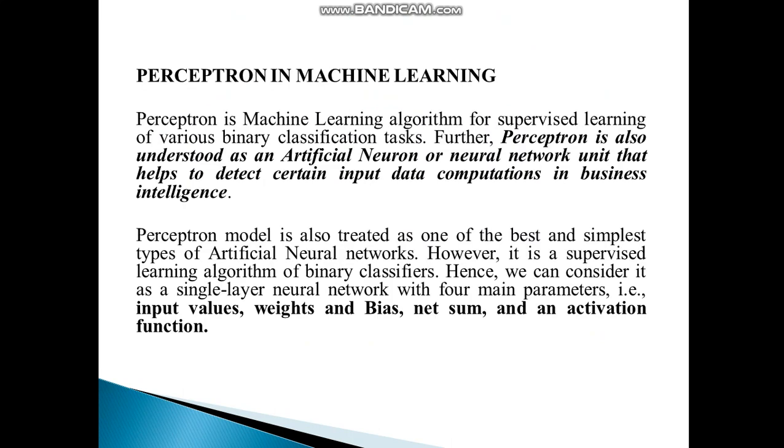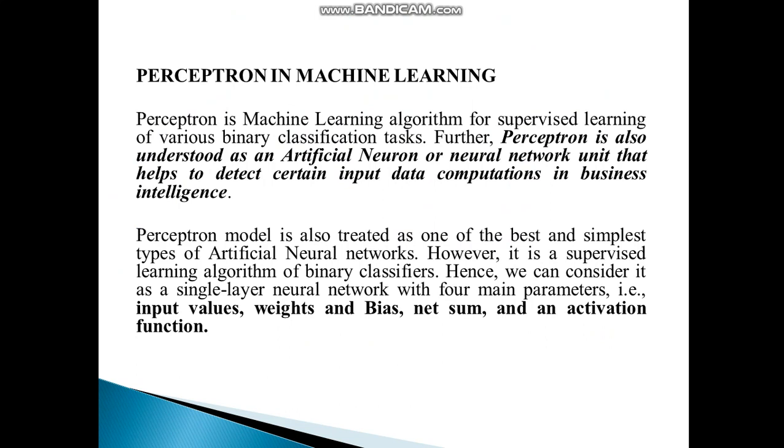Perceptron in machine learning. Perceptron is the machine learning algorithm for supervised learning of various binary classification tasks. Further, perceptron is also understood as an artificial neuron or neural network unit that helps to detect certain input data computations in business intelligence. Perceptron model is also treated as one of the best and simplest types of artificial neural network. However, it is a supervised learning algorithm of binary classifier.